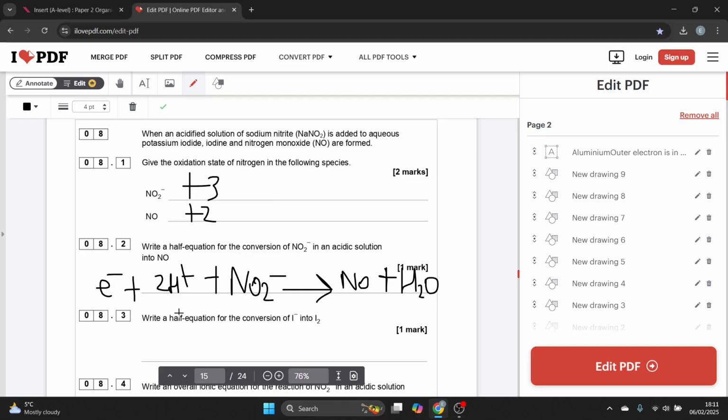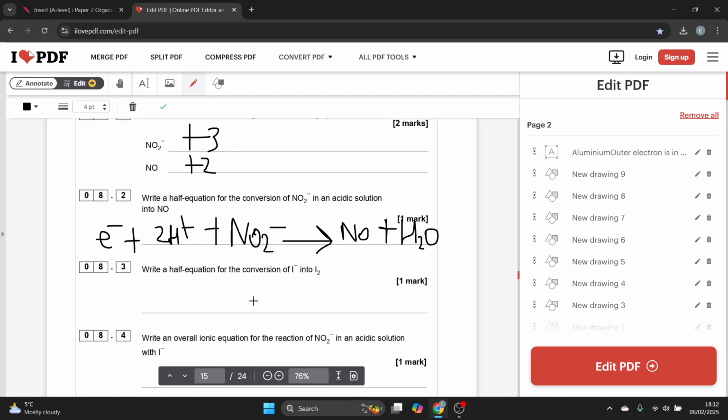1 nitrogen, 1 nitrogen, 2 hydrogens, 2 hydrogens, 2 oxygens, 2 oxygens, yes. And are the charges balanced? Yeah, overall charge is 0 on the left-hand side, minus 2 plus 2, 0, overall charge is 0 on the right side.